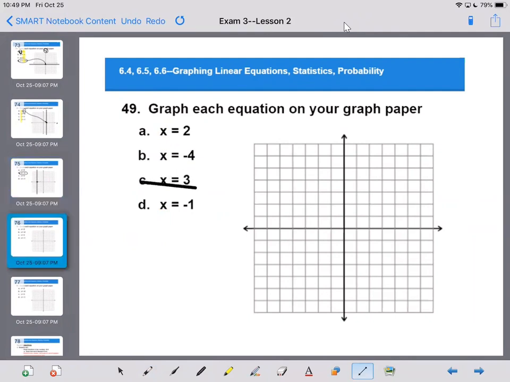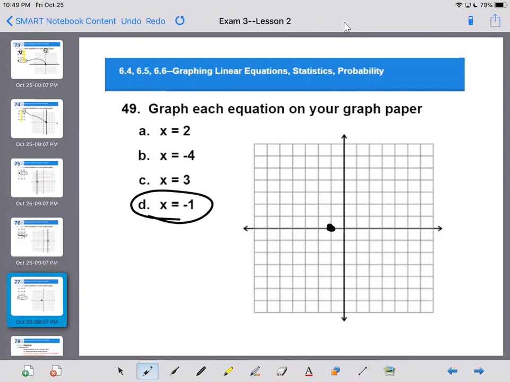X equals 3, go 3 to the right of 0, plot my x-intercept, draw my vertical line. Finally, go to x equals -1, which is over here to the left of 0, 1 unit. It is an x-intercept, so it's going to have a vertical line that crosses the x-axis at -1. So those are your examples of looking at horizontal lines and vertical lines, as well as given equations that are in slope-intercept form or standard form.